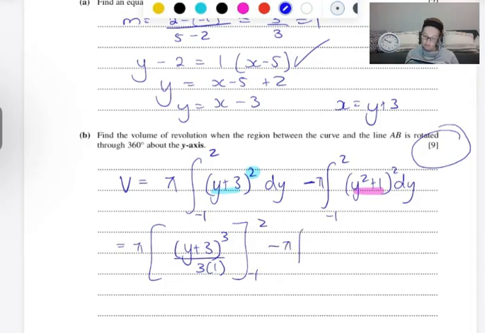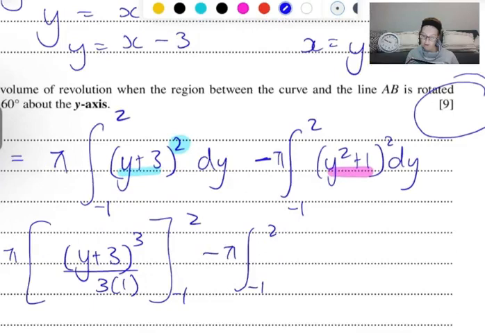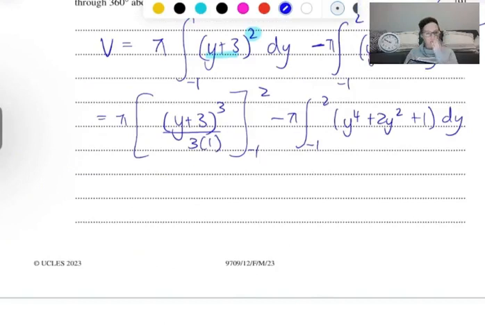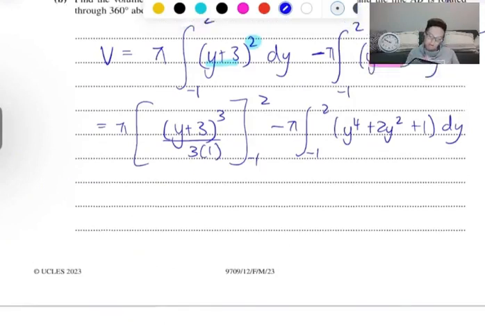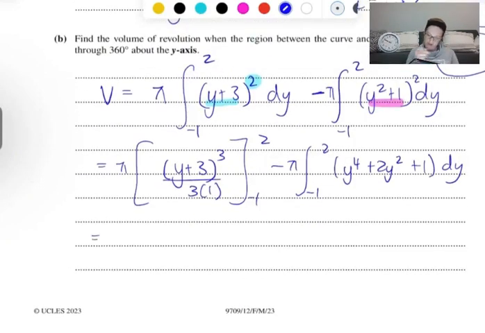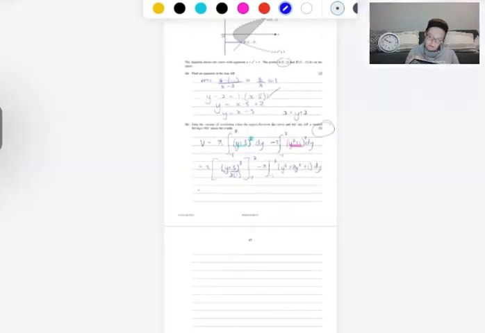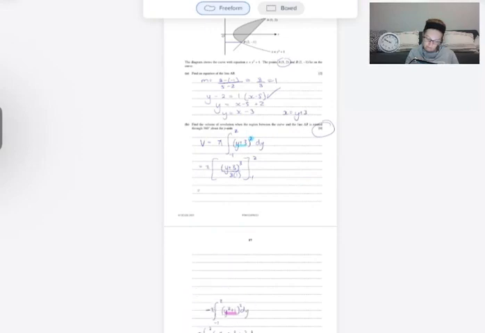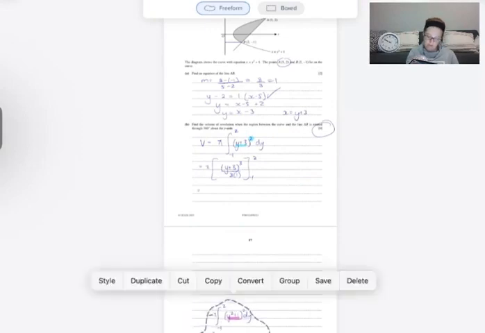So I'm not integrating this yet. I have to multiply this out. So y to the power of 4 plus 2y squared plus 1. Okay, right, so now I'm doing two things at once here, but it's okay. I should actually just do these separately. I think it would make life a lot easier. So I'll just work out the one and then I'll work out the other one. That's correct then.